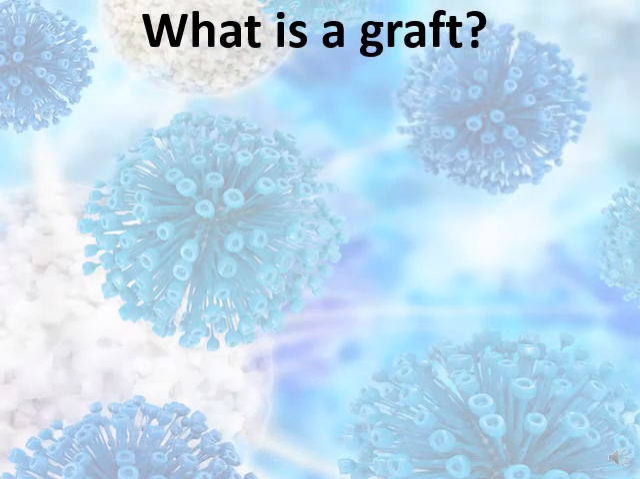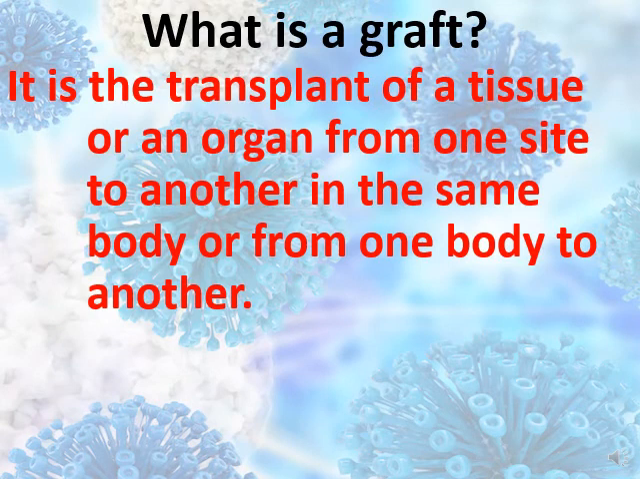Now let's move to an idea about grafting. What is a graft? A graft is a transplant of a tissue or an organ from one side to another in the same body or from one body to another. You know that some people can donate a kidney, for example, or they can donate a lung, or, let's say, an eye. So this is called grafting. Grafting is the transplant of a tissue or an organ from one side to another.